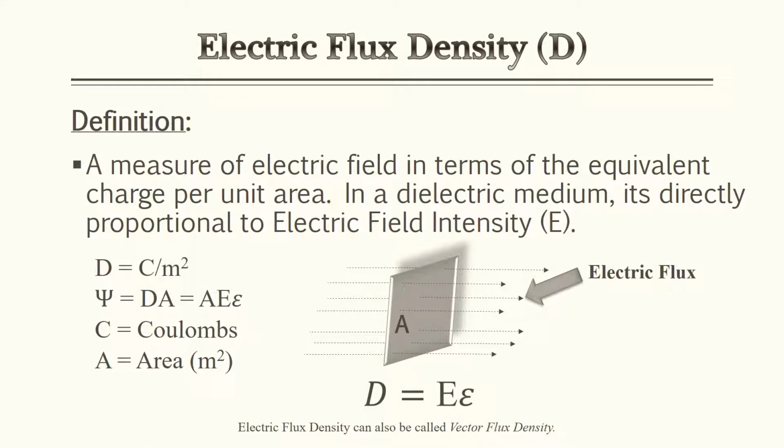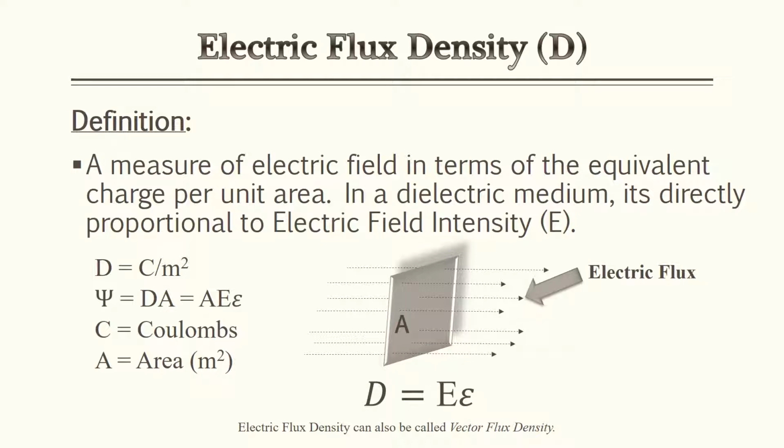Our next associated term is electric flux density, which is symbolized by a capital D. Electric flux density is a measure of electric field in terms of equivalent charge per unit area. So think of it like this. In a rainstorm, every raindrop is electric flux. And if you have a high amount of raindrops in a little area, you have a very dense rainstorm, which is your electric flux density.